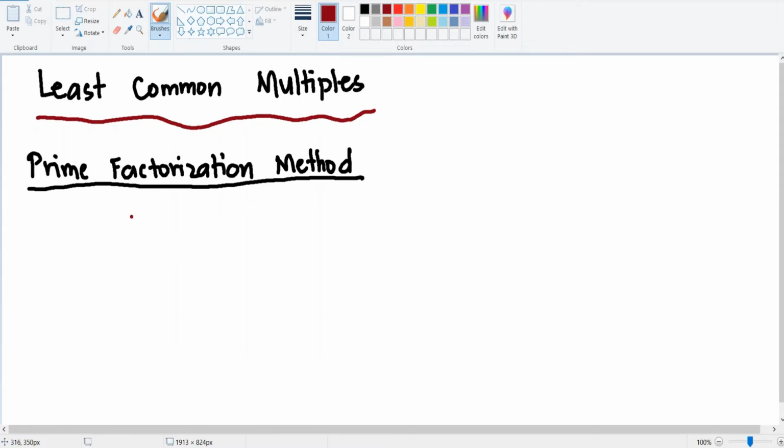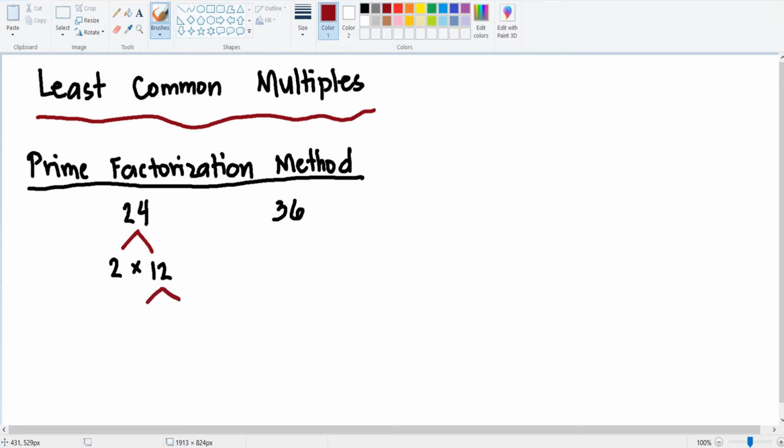Now, without any further ado, let us start with an example. Okay, for example, we have 24 and 36. Now, let us find two factors of 24 first before we will go with 36. So, let's start with 24. So, we have 2 times 12. We can use other number other than 2 times 12. It's up to you. And then 2 is a prime number already, and 12 is still a composite number. So let's find the factors of 12.